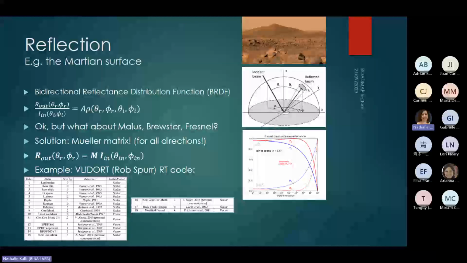I should say something about reflection as well. The Martian surface is usually modeled with the BRDF function, and usually people use just a scalar function. So it's just outgoing radiance divided by incoming irradiance, and this is a function that depends on all the different incident and outgoing angles. For the scalar equation, it is just unpolarized light.